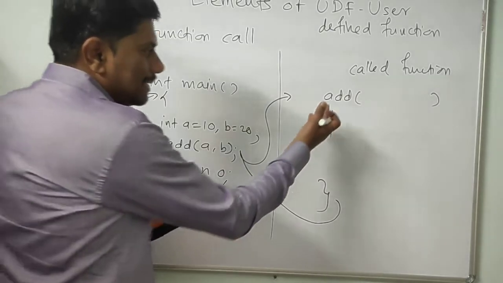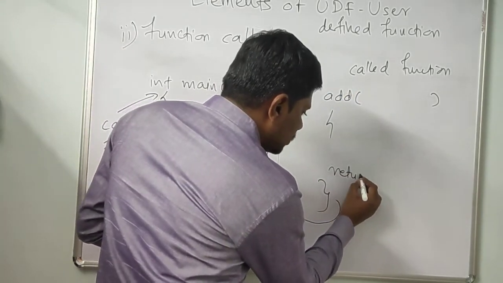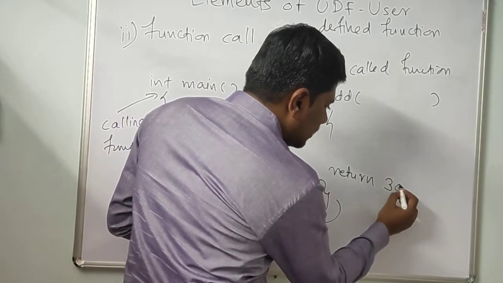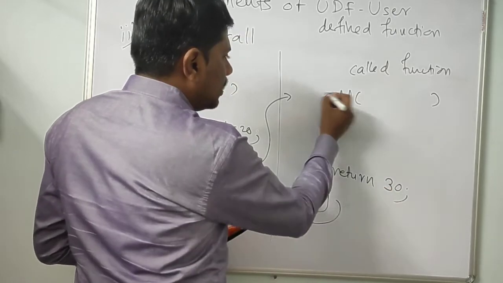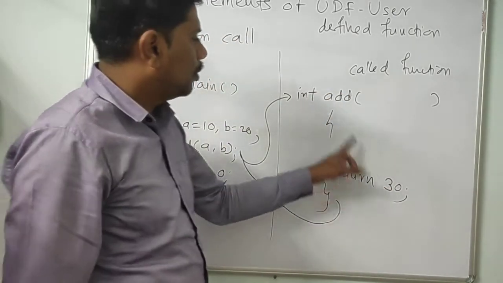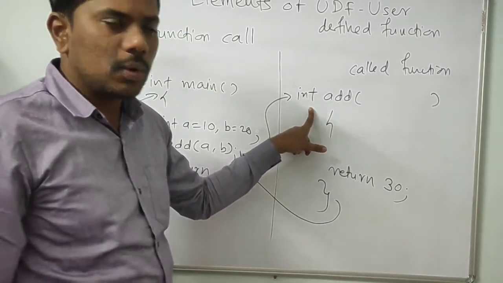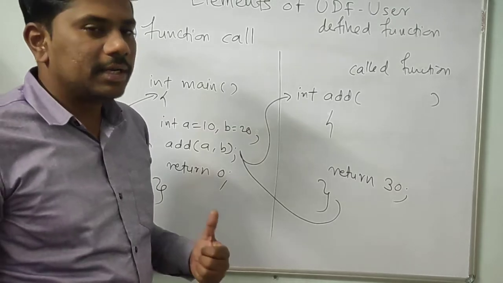Okay, now if this add is returning some value, suppose add has calculated the addition and suppose add is returning 30. So what is the type of this 30? Integer. So the return type of this add should be integer. Okay, now to whom will this 30 be sent or returned?